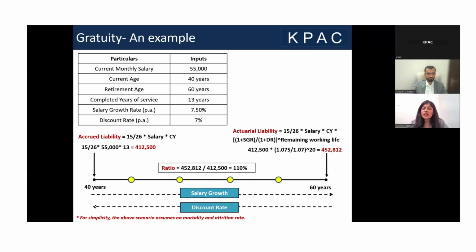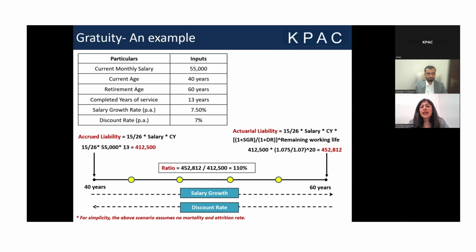So accrued liability is data-driven. It can be calculated using the gratuity formula, which we have just discussed, which is 15 by 26 into the monthly applicable salary into completed years of service. So this does not incorporate any vesting criteria or any of the actuarial assumptions. So the value of the accrued liability in this particular case comes to 4,12,500.